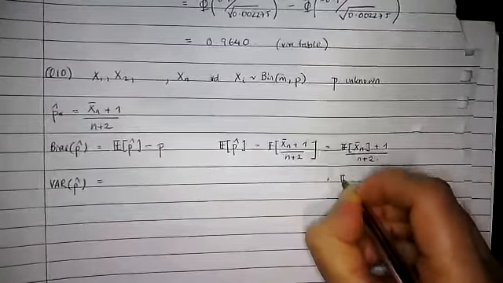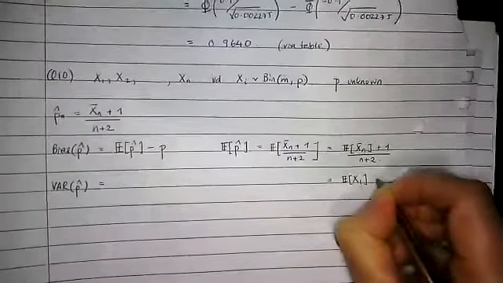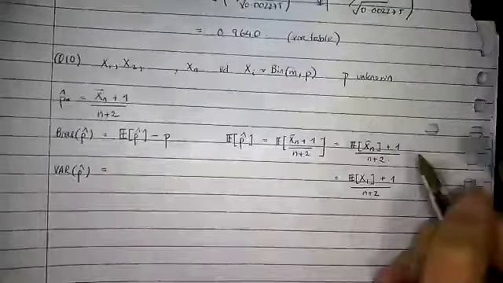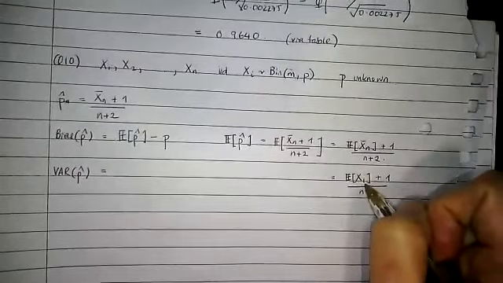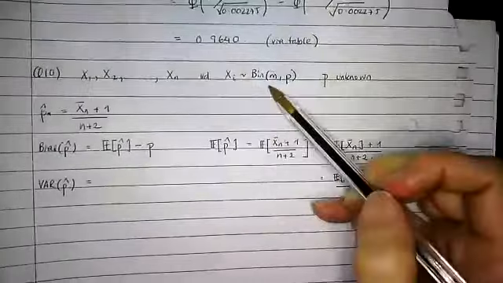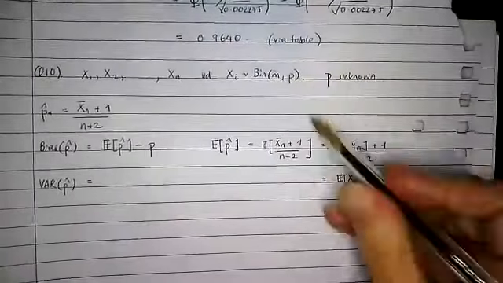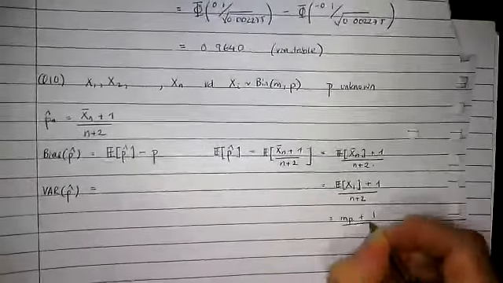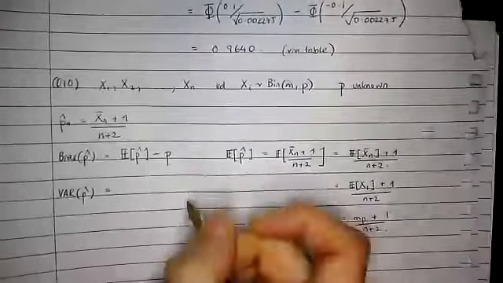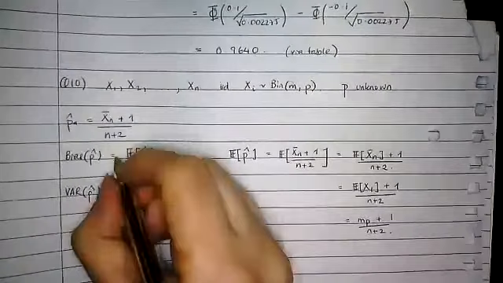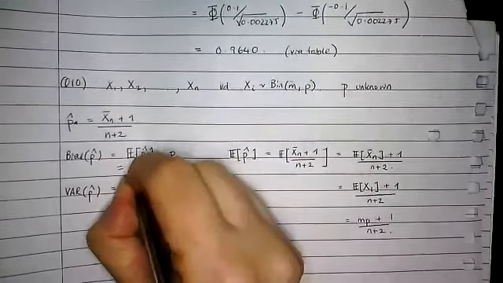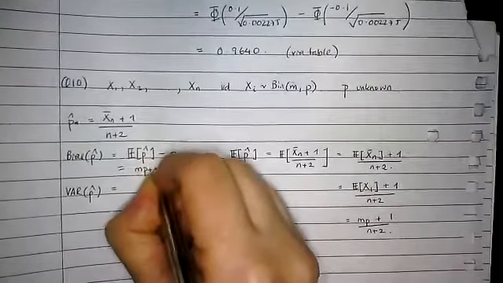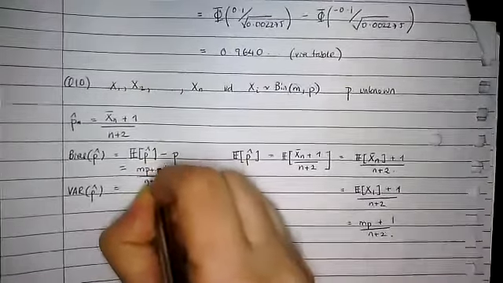Just for convenience, I'm going to write the expectation of x1, because I could have taken any of them, but I'll take x1. And the expectation of x1, in the case that we've got a binomial distribution with parameters m and p, is m times p. So we should have mp plus 1 divided by n plus 2. With that in mind, my bias becomes mp plus 1 divided by n plus 2, minus p.